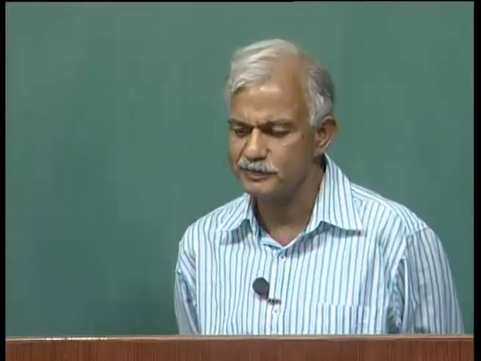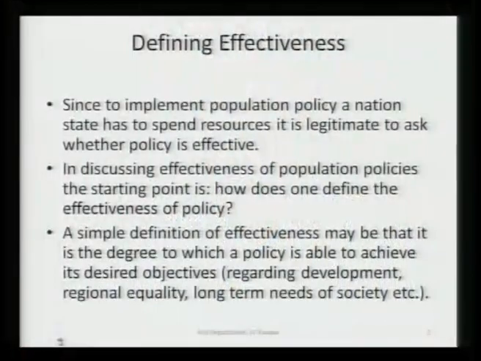How many couples have we reached? How many villages? How many districts? How many states? And what proportion of different categories of population segments have we reached? How many people are using family planning methods? That is effectiveness. Efficiency means what have we achieved on a per unit expenditure basis. So, we are talking about effectiveness.